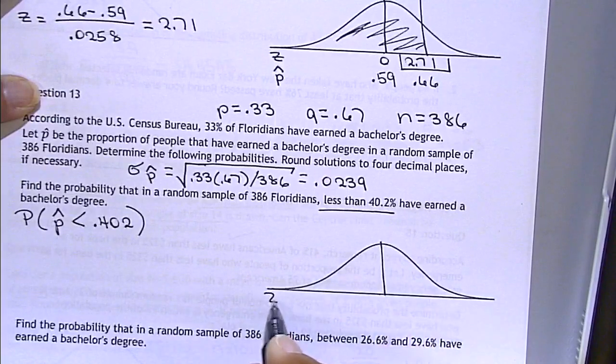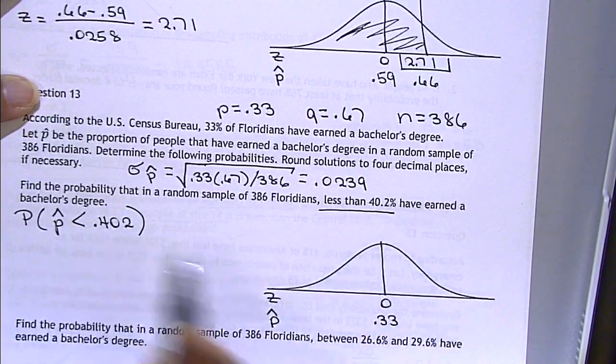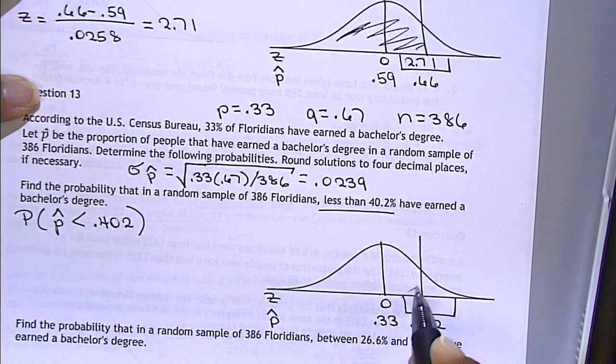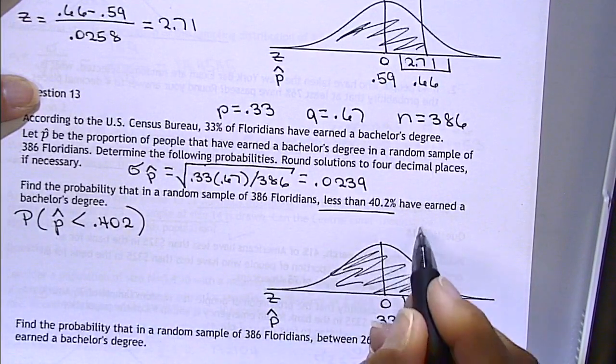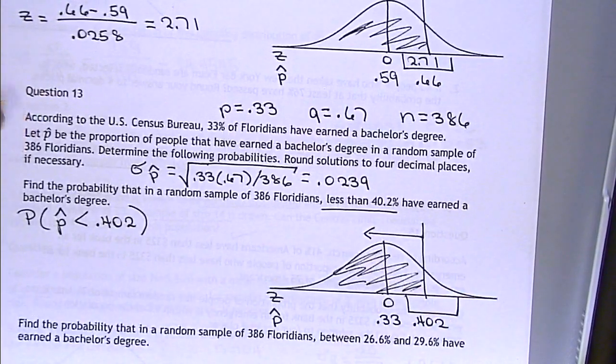So now I've got Z, and I got P hat, and I'm going to put the mean or the population proportion in the center. I'm going to say, where would that 0.402 go? Well, it has to go here, doesn't it? And my question is about less than that, so that's this part of the curve. Good, it's another area to the left problem. As soon as I find Z, all I have to do is look it up.